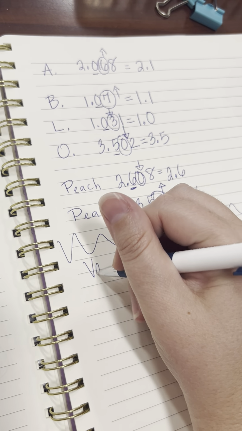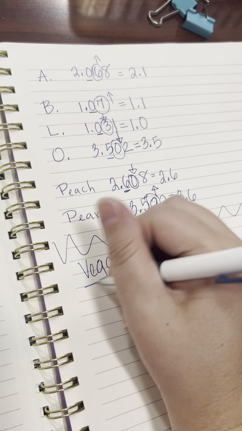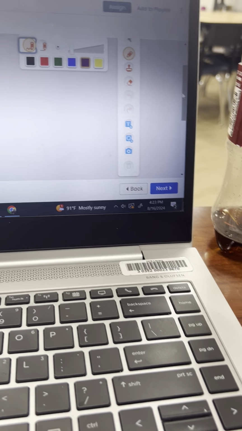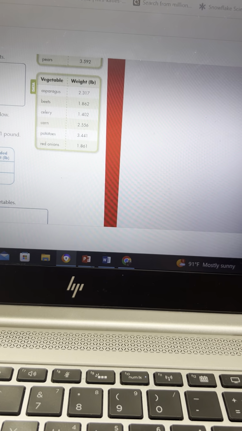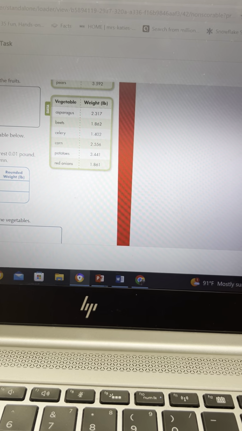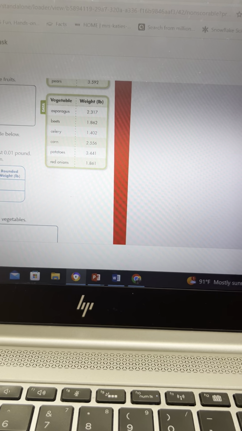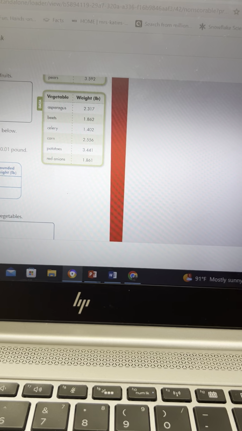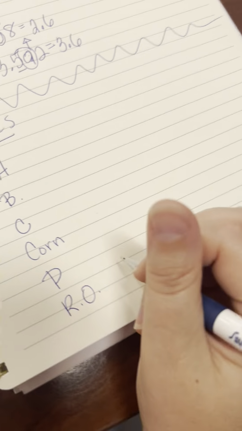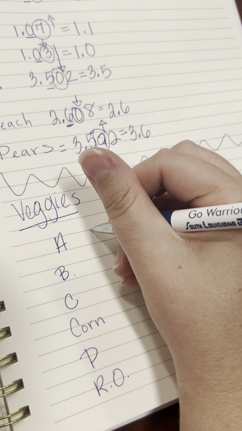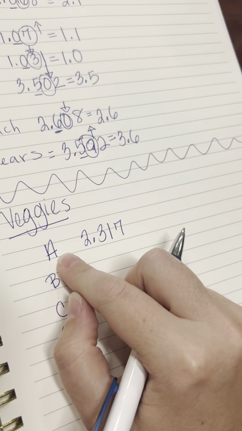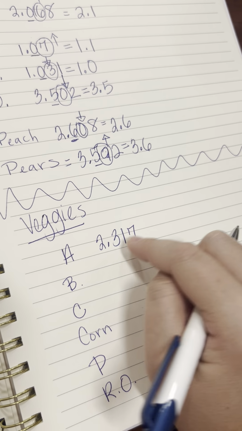All right. The next part is the veggies. That was fruits. These are veggies. So let's see. We're going to scroll down. Okay, so this was the part where they had to round to the nearest 100th. We have asparagus, beets, celery, corn, potatoes, and red onions. So I labeled my letters. Asparagus was 2.317. Okay, so instead of underlining the 10th place, now I'm going to underline the 100th place.